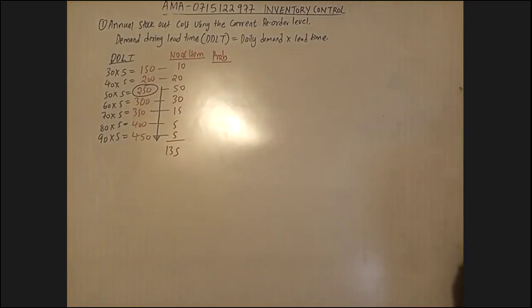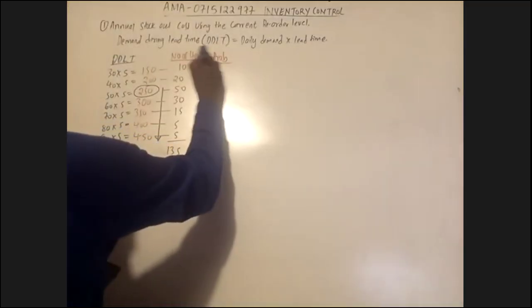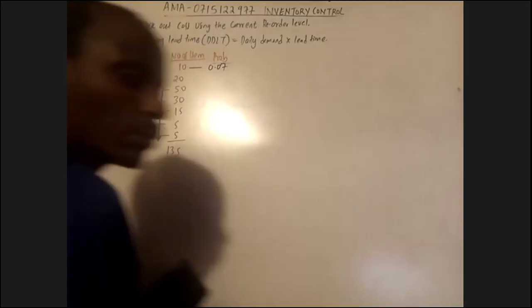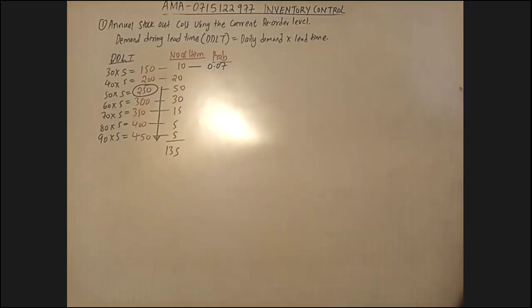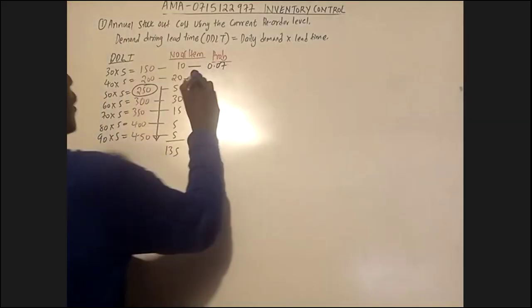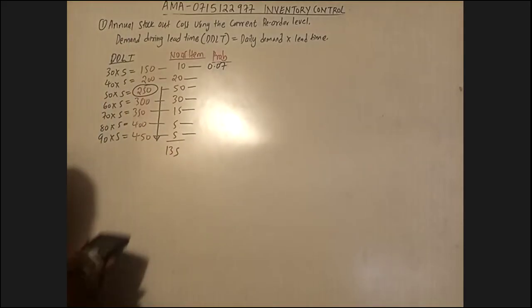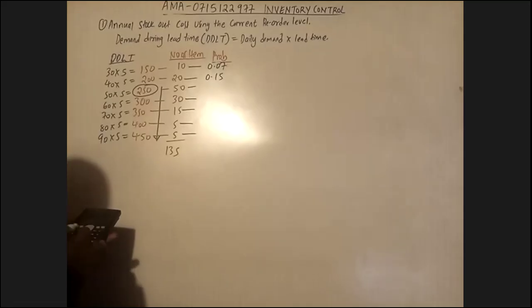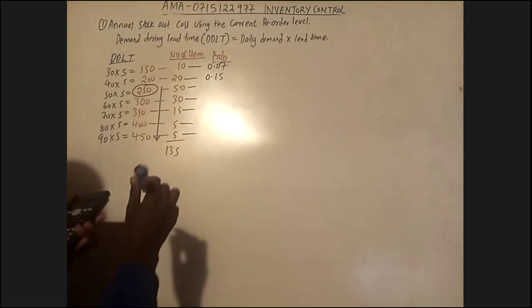Now, in an exam, make sure you follow this procedure and formula. So 10 divided by 135 is 0.07. Can you see my board? So 0.07. Then the next probabilities. 20 divided by 135 is 0.15. Divided by 50, 0.37.